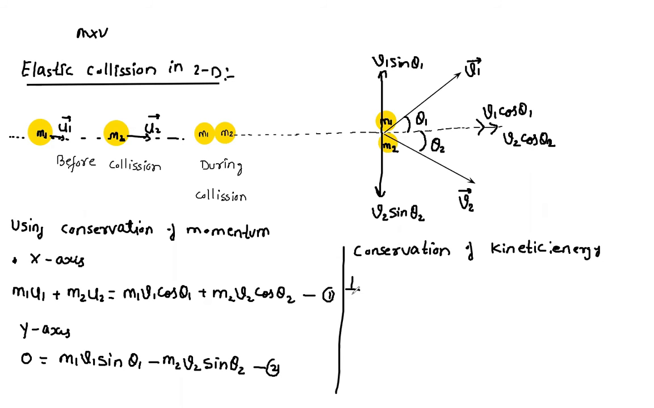So before collision, your kinetic energy is half m1 u1 square plus half m2 u2 square. After collision, your kinetic energy is half m1 v1 square plus half m2 v2 square. See, it's not a vector quantity, it's a scalar quantity. So directions do not matter while calculating kinetic energy. You need not resolve these velocities while calculating kinetic energy. Now, these are the three equations we can use in elastic collision in 2D. You will not get any single formula to calculate final velocity. To calculate final velocity in numericals, you have to use these three equations.